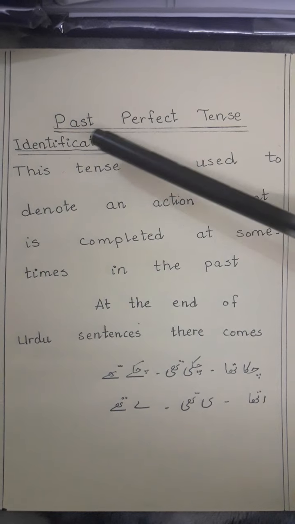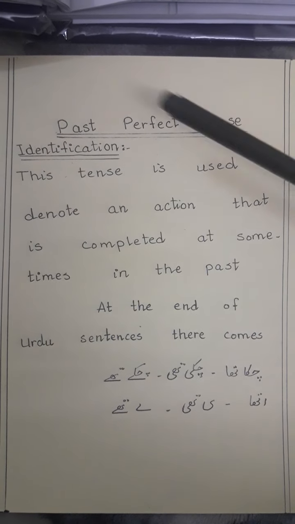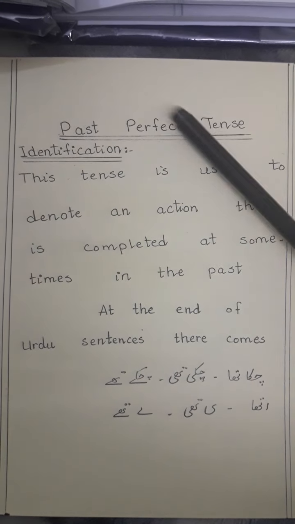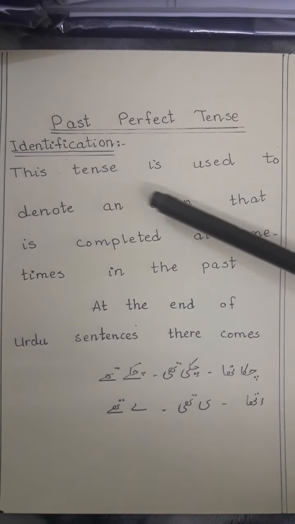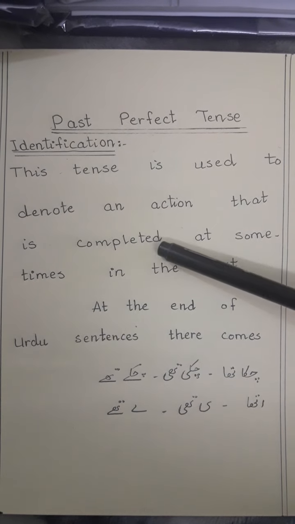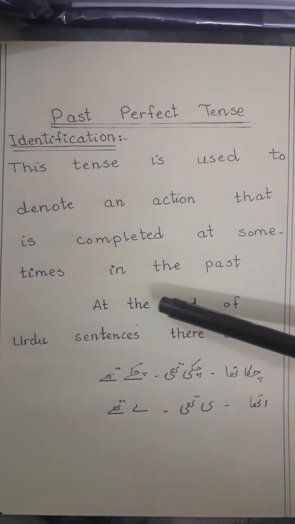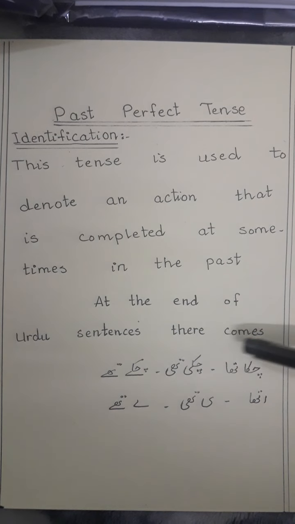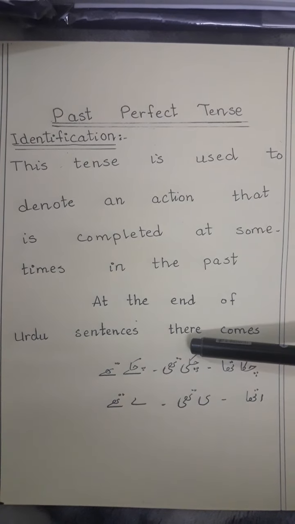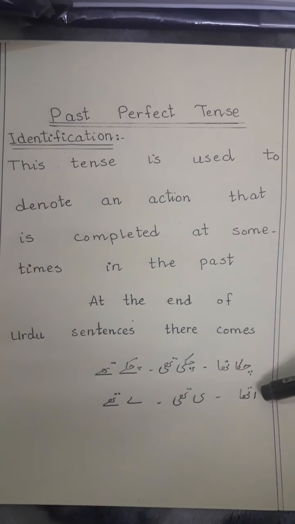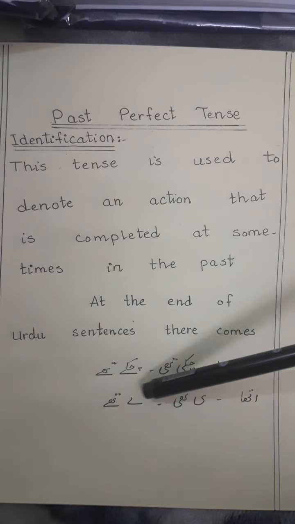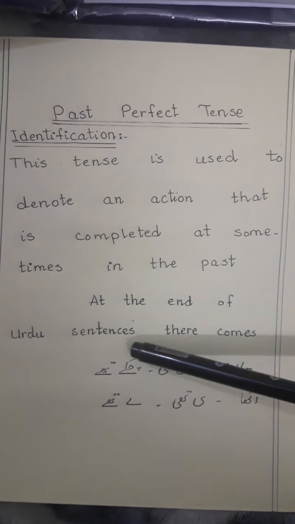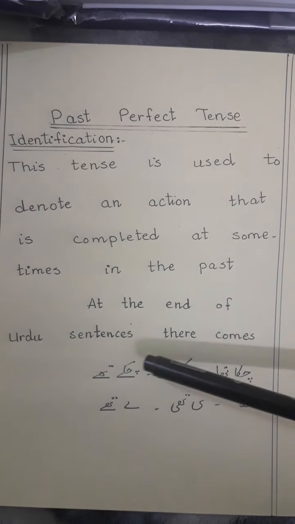Students, today our topic is past perfect tense. So let's start with the identification. What is the identification of past perfect tense? This tense is used to denote an action that is completed at some time in the past. And at the end of Urdu sentences, there comes चुका था, चुकी थी, चुके थे, अलिफ था, छोटी ये थी and बड़ी ये थी. Okay, for translation making you have to know what the identification is.